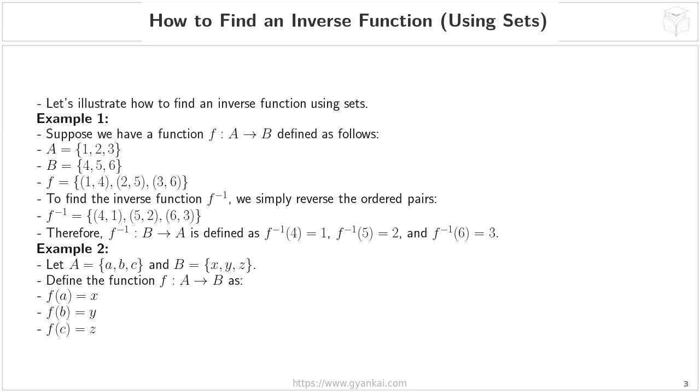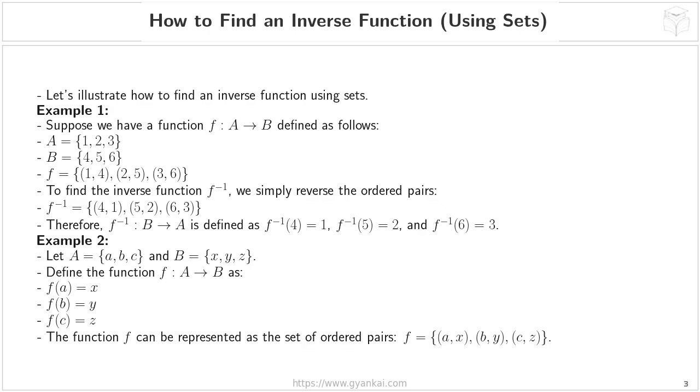We can represent this function as the set of ordered pairs. A maps to X, B maps to Y, and C maps to Z. Just like before, to find the inverse function f inverse, we reverse these ordered pairs. So, X now maps to A, Y maps to B, and Z maps to C.